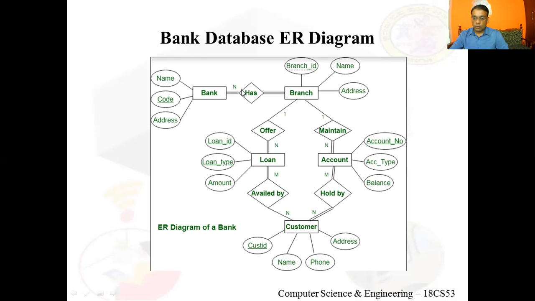See here, total participation. All branches may not give loan. That's why it is partial here. If a loan exists, it should belong to some branch. That's why it is total here. On this side it should be total. If a branch exists, then it needs to have some accounts. It should be total. You can add one line here. Customer, both sides it is total. If a customer exists, then they need to have some account in the bank. So this is a simple ER diagram of a bank database.